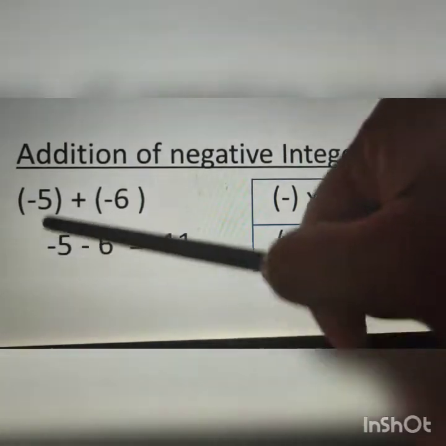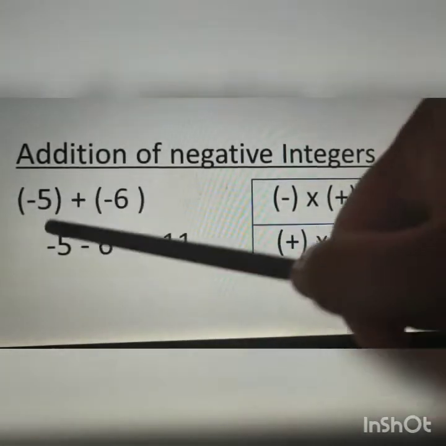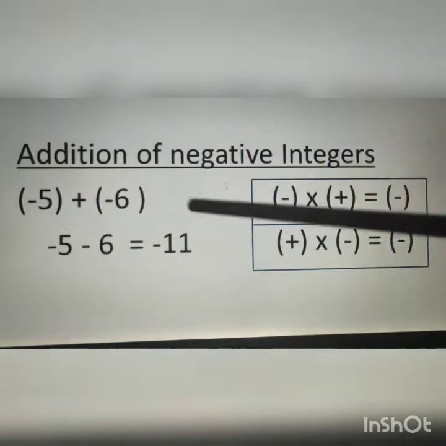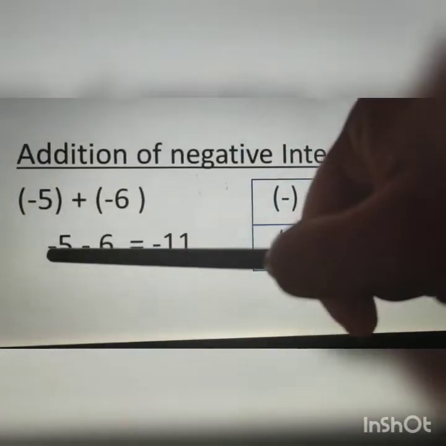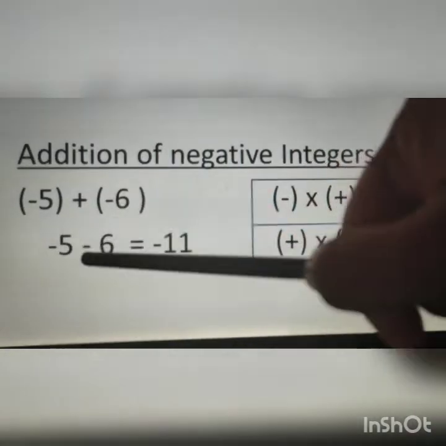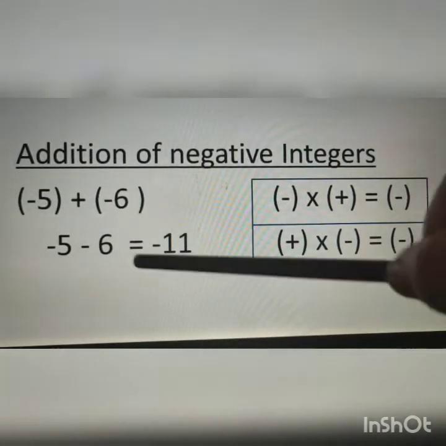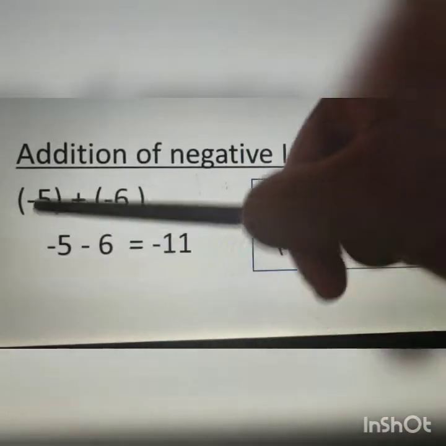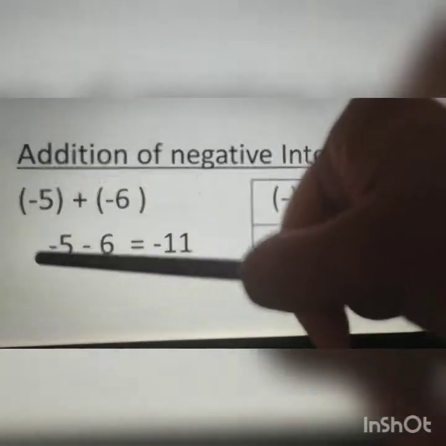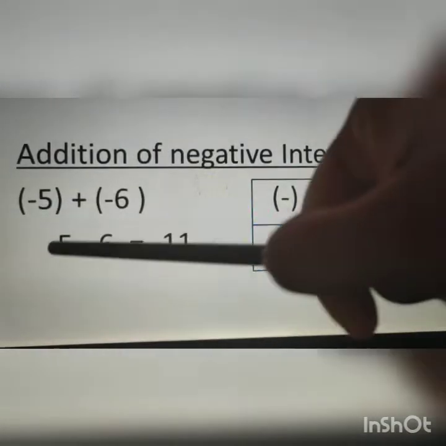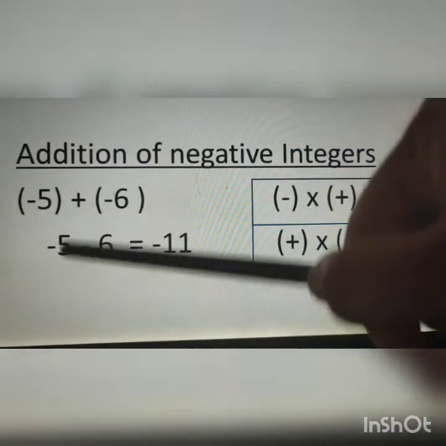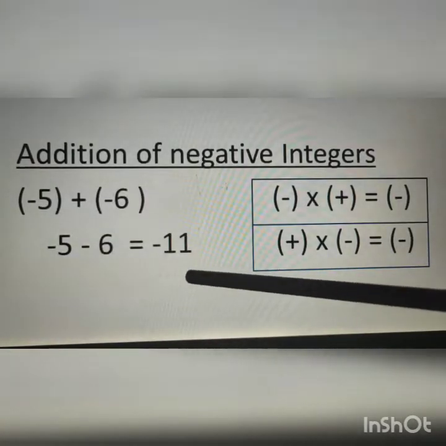The signs of both the numbers are the same, so we have to take the sum. 5 plus 6 we know is 11, and put the sign of the given integers. The sign is negative, so the answer will also be negative. If the signs of both the numbers are the same, we take the sum and put the sign of the given integers. In this case, both are negative, therefore the answer is also negative.